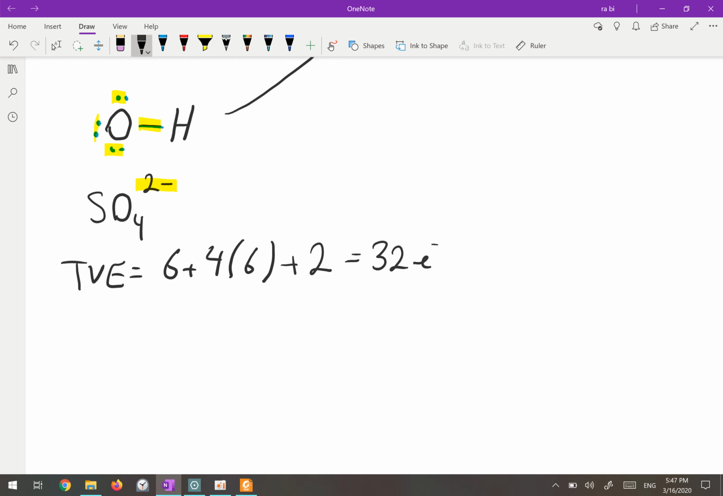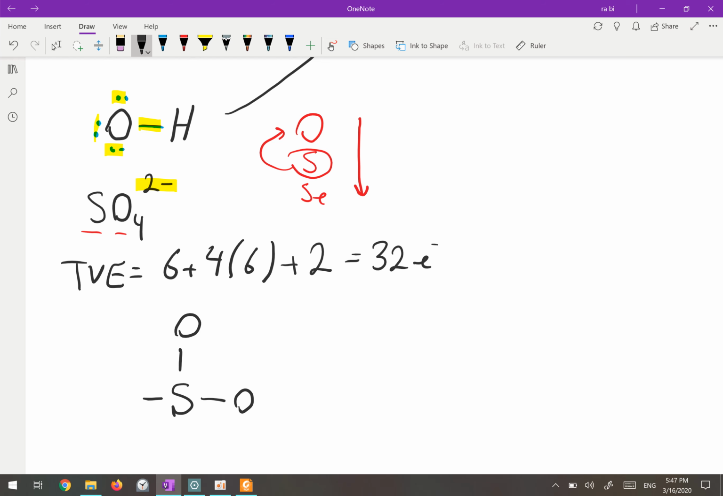Okay, so between these two atoms, which one comes to the center? If you look at group 16, at the top of group 16 you have oxygen, then below it's sulfur, selenium, and so on. And you know that the electronegativity decreases when you go down the group. So the sulfur's electronegativity is less than oxygen. That's why the sulfur comes to the center. We have 4 oxygen atoms, so we draw a single bond between the central atom and these 4 oxygen atoms.